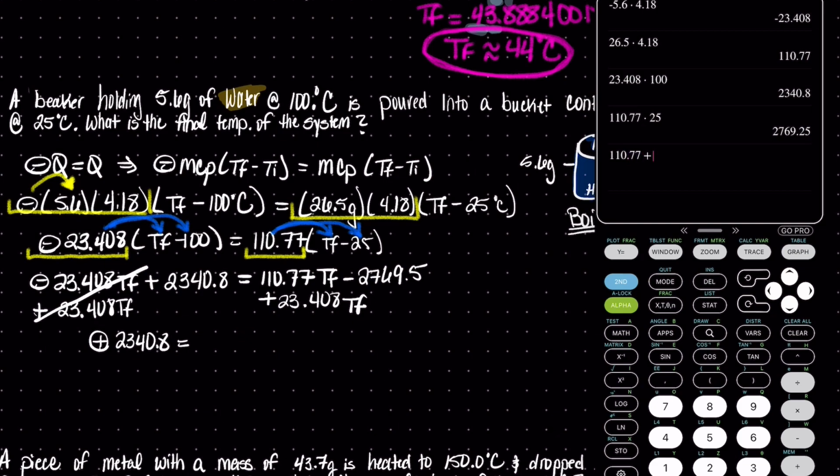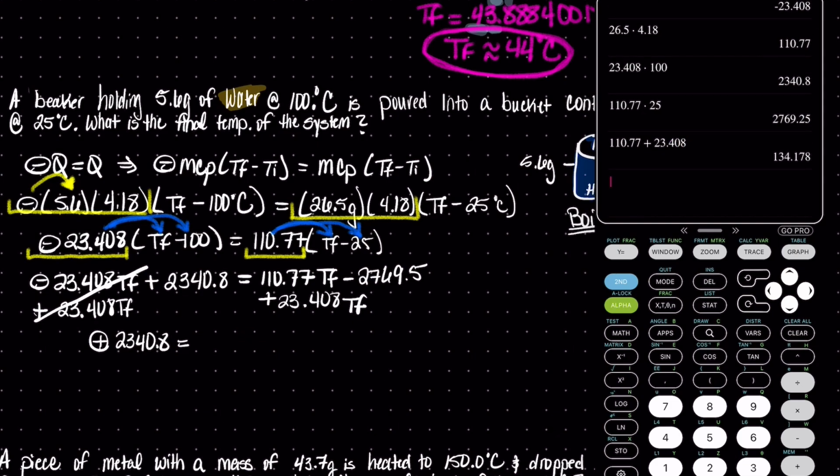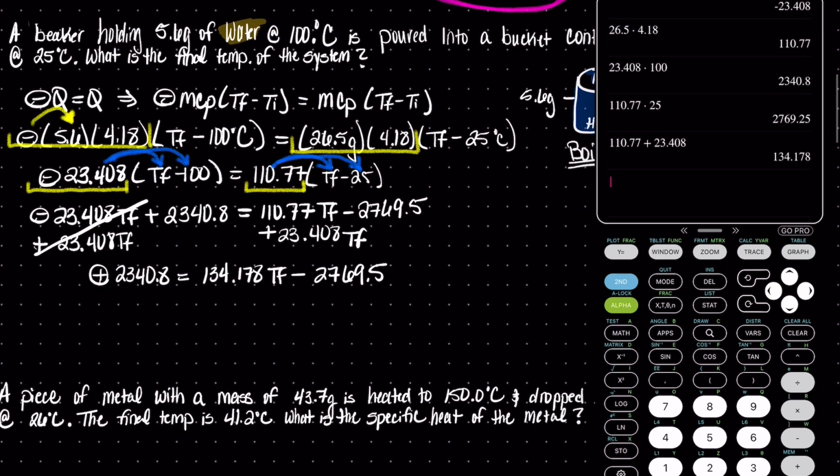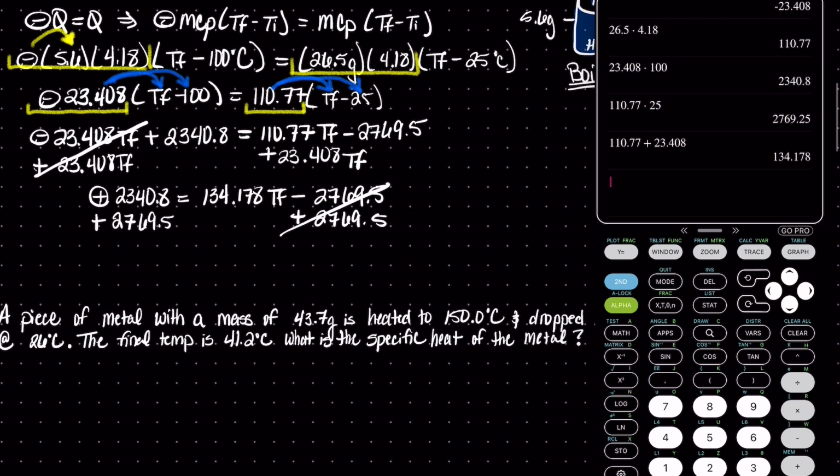$110.77 plus 23.408, 134.178 TF minus... I still got constants to move around. So what you do to one side, you must do to the other. Life's all about balance.